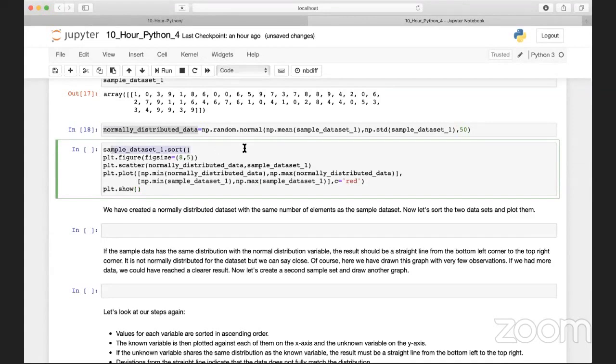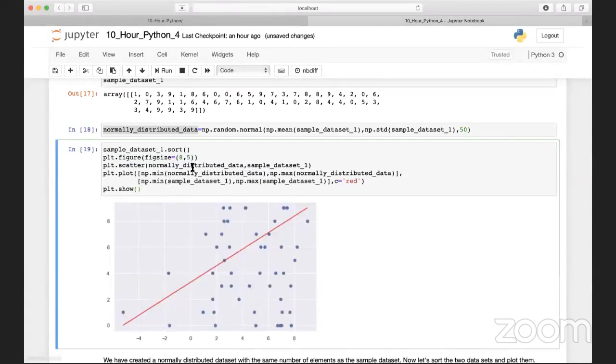I first sort it, okay, in ascending order. I define the figure size, declare the scatter plot here, normal distribution data on the x-axis, sample data set 1 on the y-axis. I draw the plot, which is for the 45-degree line. It has nothing to do with the distribution of the data set. It's just the 45-degree line based on these specific values. Okay, I'm all set, I guess.